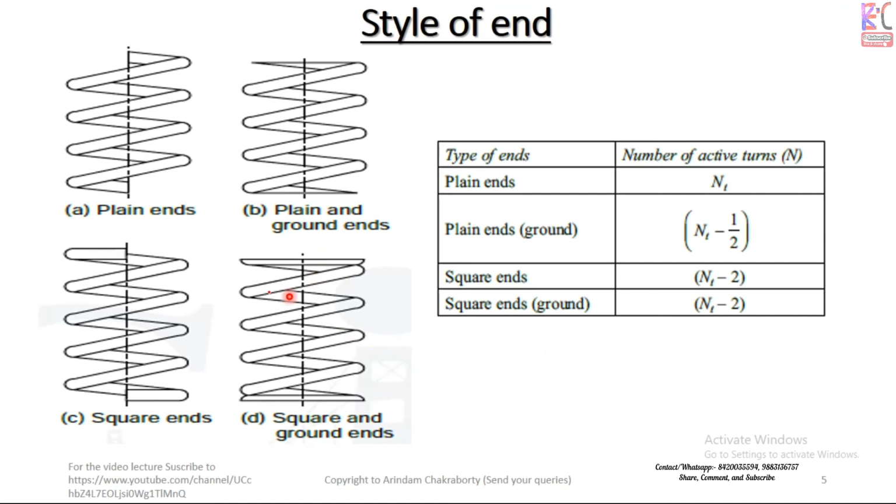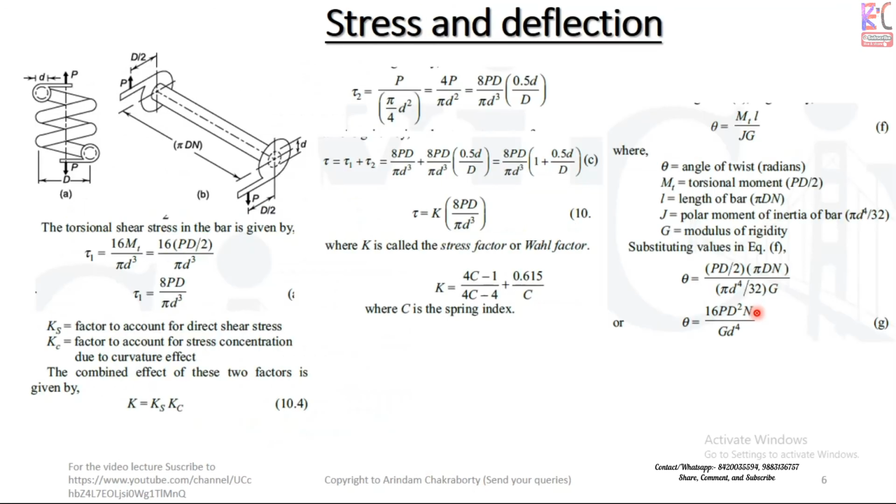Here, when it is half grounded, it is square because it has been cut over here. As well as for the ground one, 1 and 1 half is cut and reduced, therefore 2 turns are cut, eliminated. That's why we write NT minus 2.